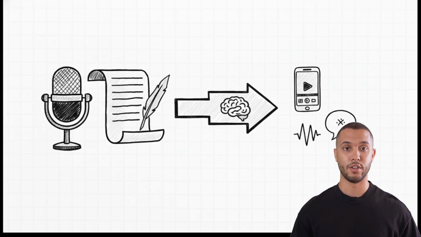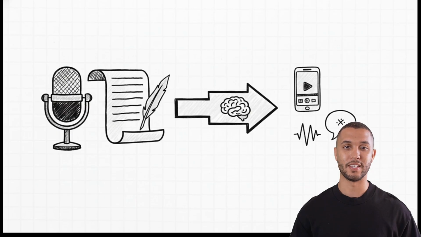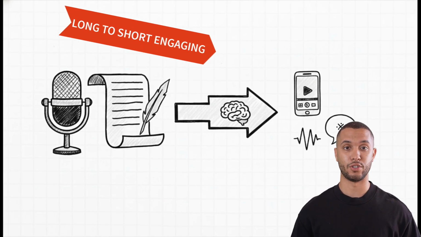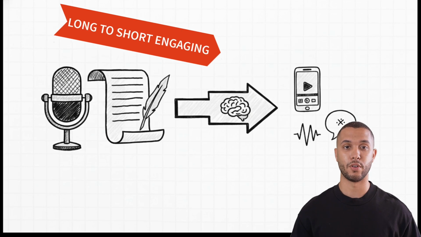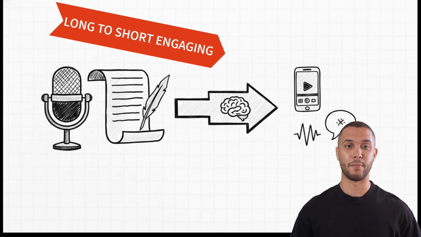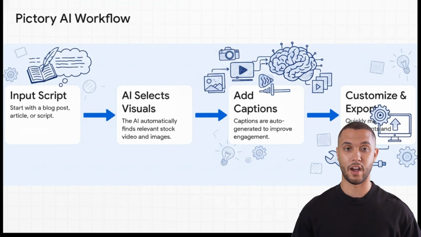Think about it. You spend hours, maybe even days on a great podcast episode or a really detailed blog post. So how do you turn that awesome long-form content into short, punchy, engaging clips for social media without then spending a whole bunch more hours wrestling with some complicated video editor? Well, that's exactly what tools like Pictory.ai are built for.